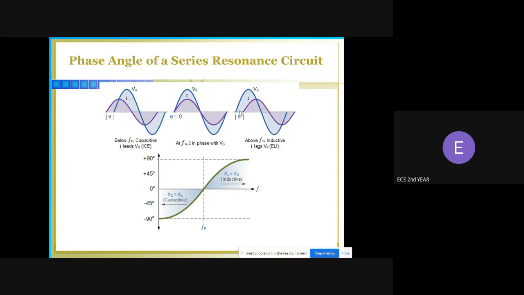For an inductor, the current lags behind the supply voltage Vs, by an angle of theta. So here, when XC is greater than XL, the circuit will act purely as a capacitor. Then when XL is greater than XC, the circuit is purely inductive in nature.